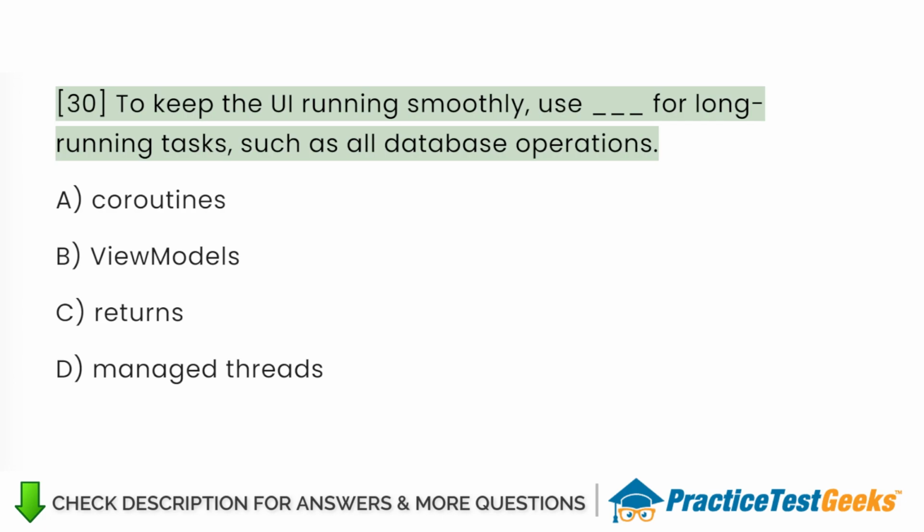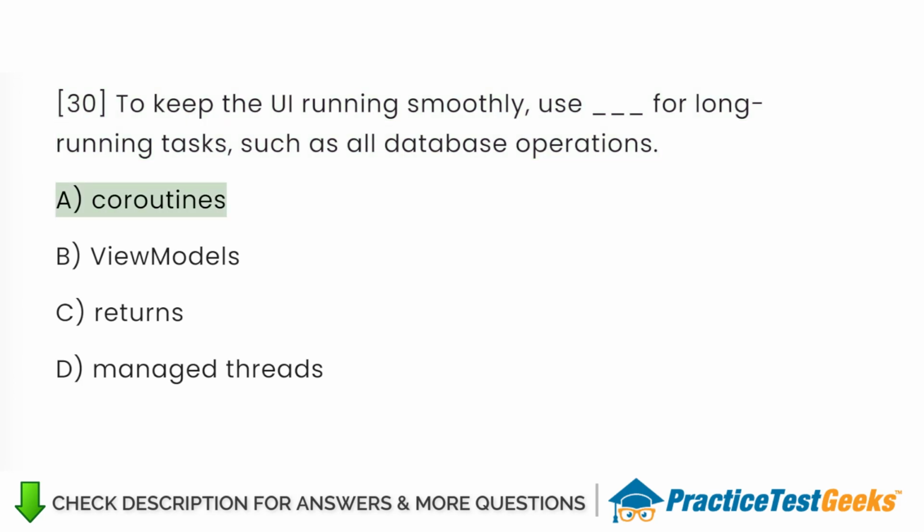To keep the UI running smoothly, use blank for long-running tasks, such as all database operations. A. Coroutines. B. View models. C. Returns. D. Managed threads.